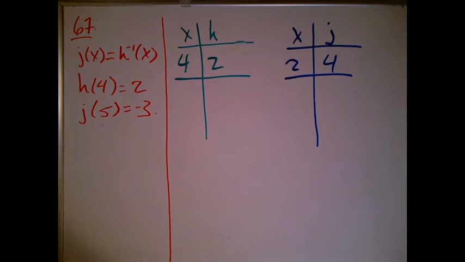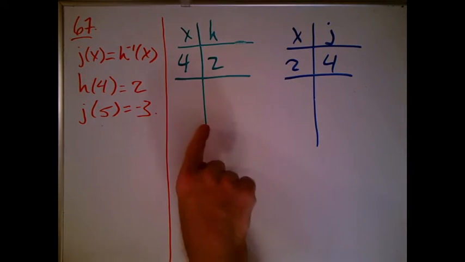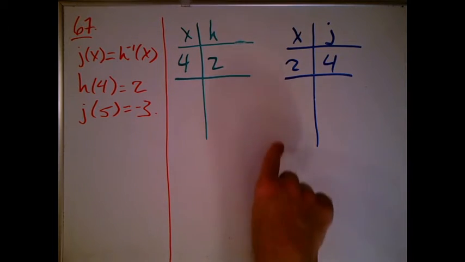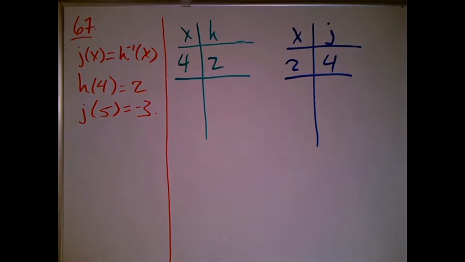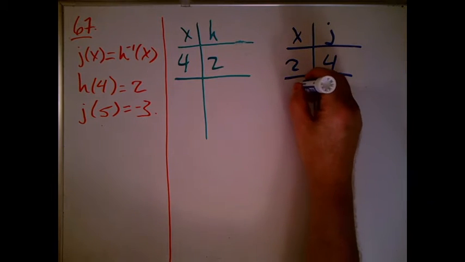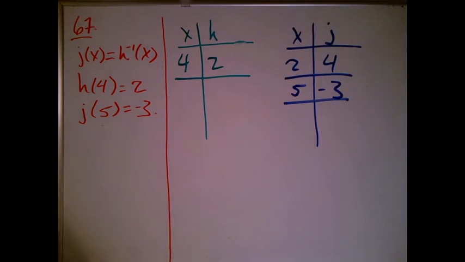Now, how am I going to read this? When you plug 4 into h, you get 2. So h of 4 is 2. When you plug 2 into j, you get 4. So that's the same thing as saying j of 2 is 4. Now, the other piece of information they gave us was that j of 5 equals minus 3. So that says in this table over here, j of 5 is minus 3 like that.